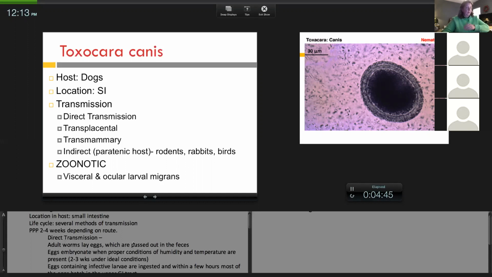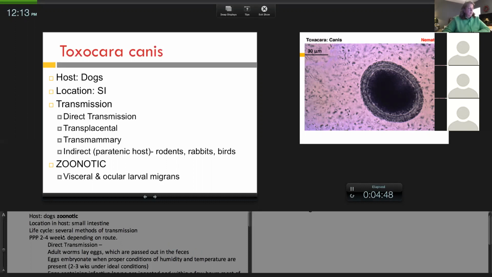And the larva will migrate. Now, we've got some notes also under here, which are going to be helpful. So, the PPP, does anybody remember what that stands for? Pre-patent period. So from the time of infection to when it is detectable, it could be 2 to 4 weeks. Okay, so you do need to recheck.